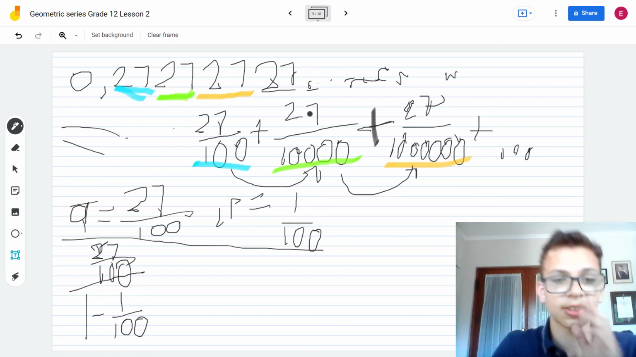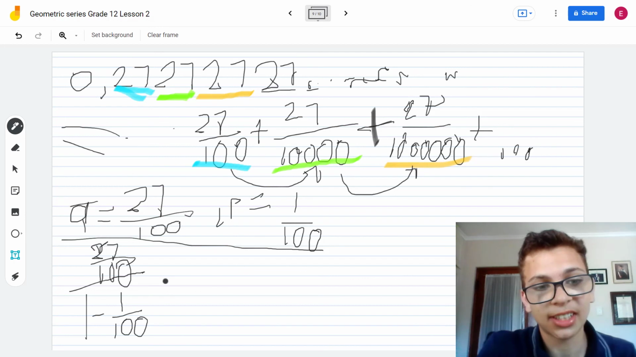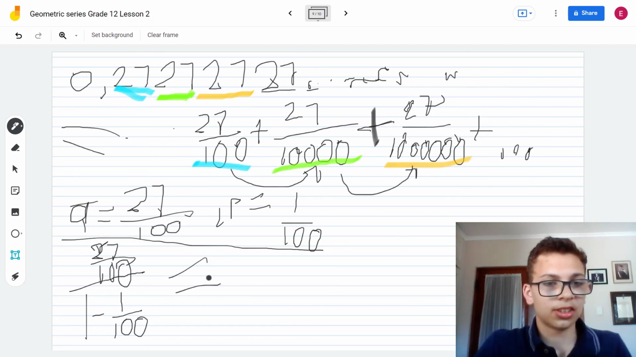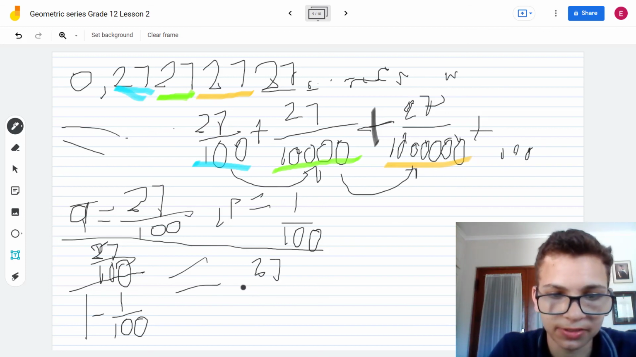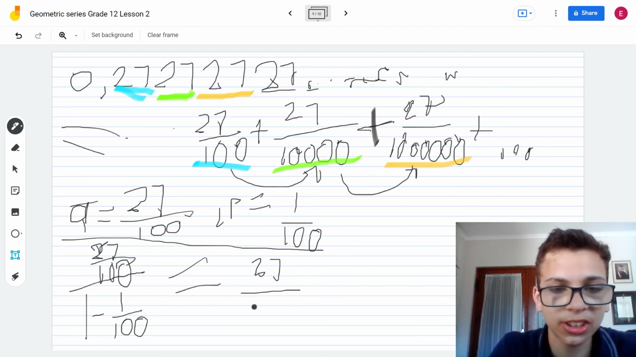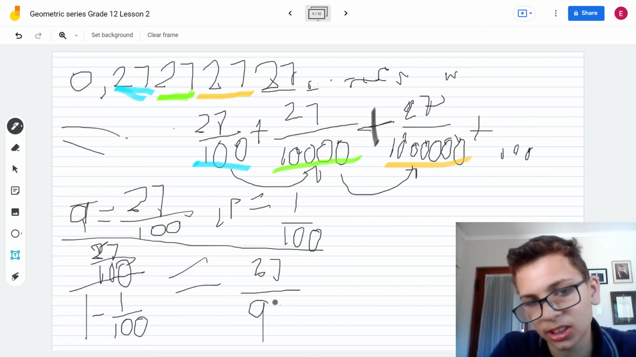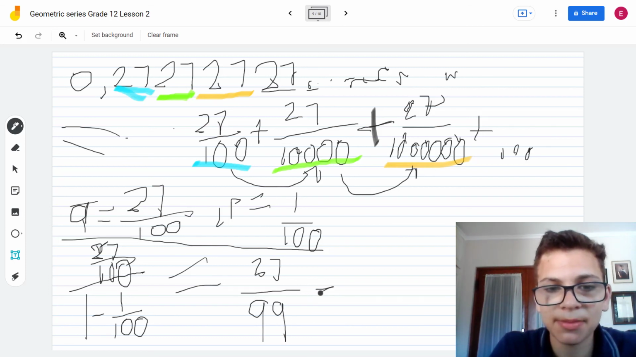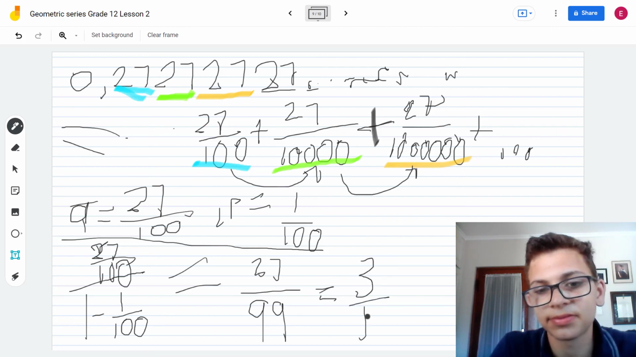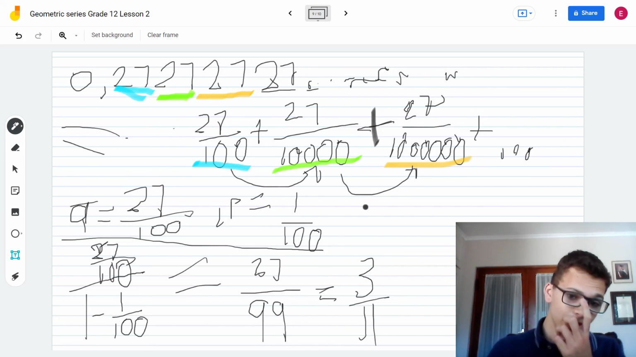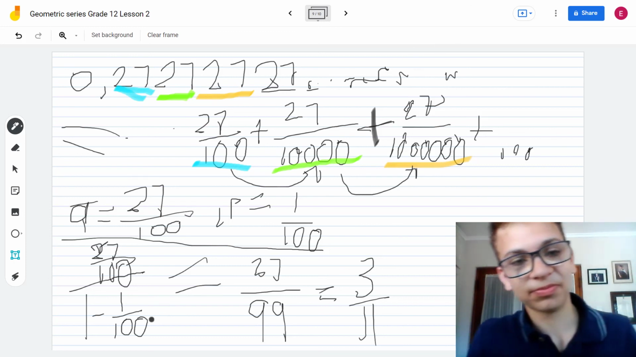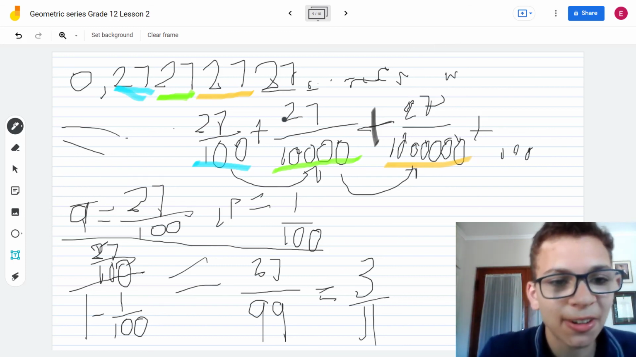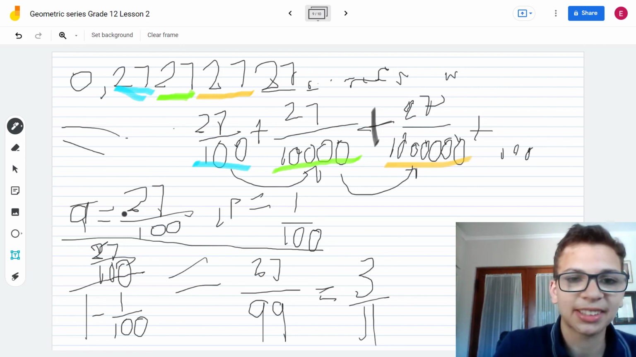Now notice that R is less than 1, right? Which means that we can use the formula. So we get 27 over 100 over 99 over 100. However, we can cancel the hundreds and we get 27 over 99, which can again be simplified as 3 over 11. If you type 3 over 11 in your calculator, you should get 0.272727 and so on. So that's just one application of geometric series that you wouldn't expect.